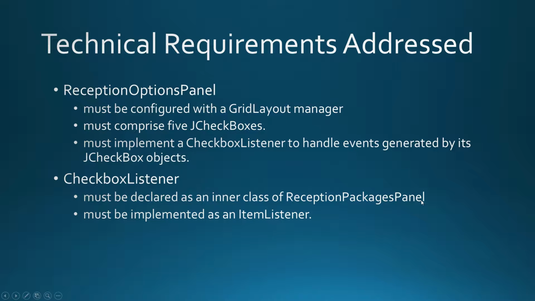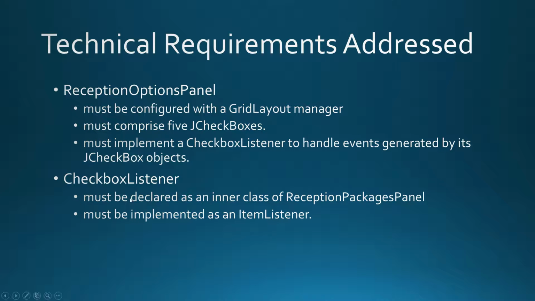The technical requirements we're going to address, well, with the reception options panel, it's going to be configured with the grid layout. It's going to have 5 checkboxes, one for each option. It is going to implement a checkbox listener to handle events generated by each of its checkbox objects. We're just going to create one listener, and we're going to have that listener handle events from all of the checkboxes.